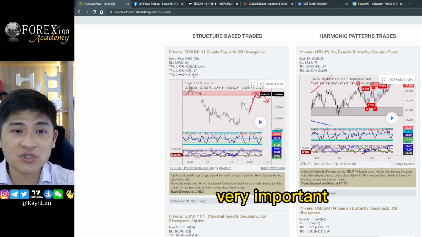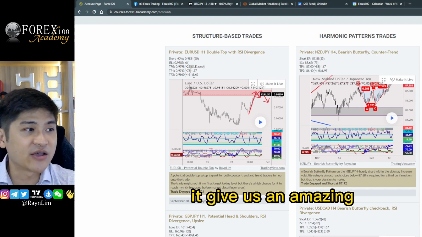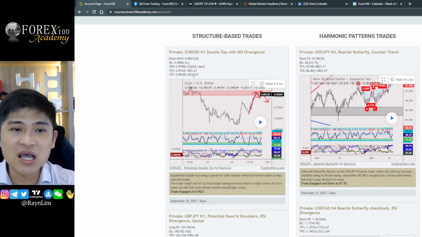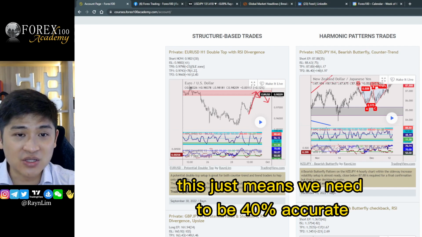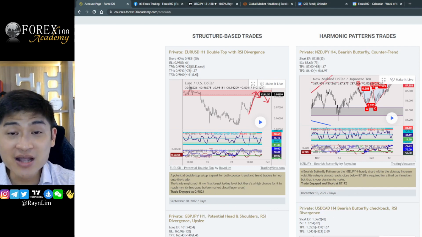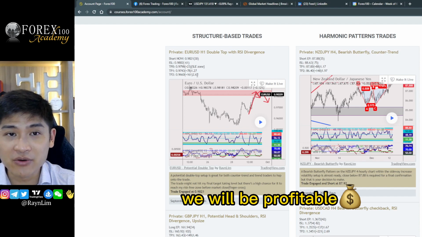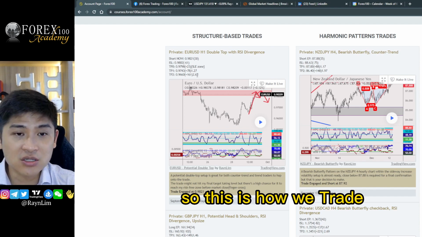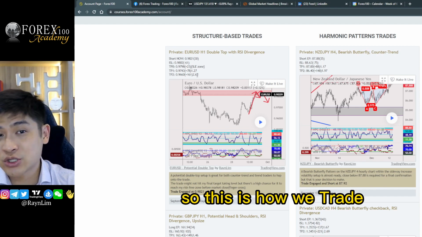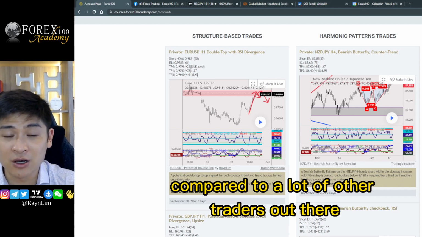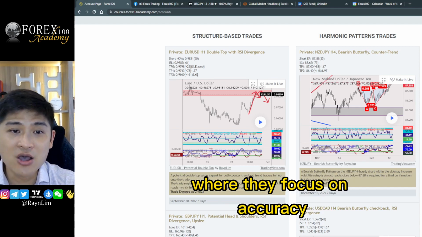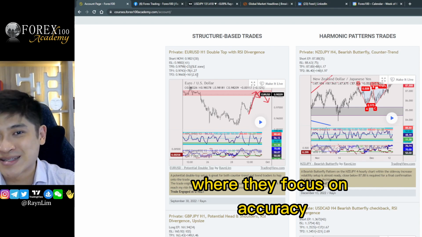That's very, very important, because by having that, it gives us an amazing edge over the market. This just means we need to be 40% accurate and we will be profitable, not even break even, but profitable. So this is how we trade, and that's how we are a bit chill in terms of trading compared to a lot of other traders out there who focus on accuracy.